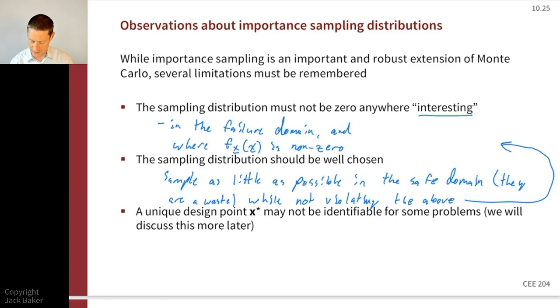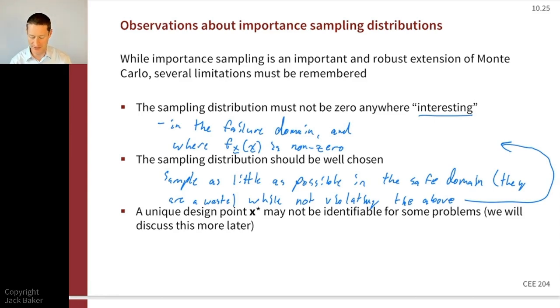So there's a little bit of a tension here, right? Sample as little as possible means try to make the sampling distribution PDF equal zero some places, but I don't want to make it zero anywhere interesting. And I don't necessarily know where interesting is before I start this, right? That's why this idea of sampling at the design point works pretty well. I'm still sampling in the safe domain, but I'm not sampling a vast majority in the safe domain. Okay.